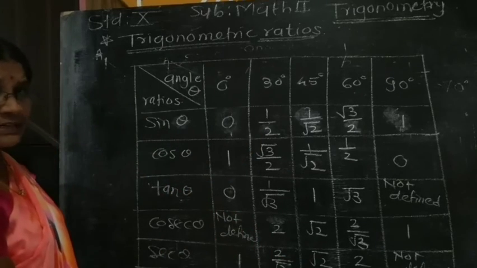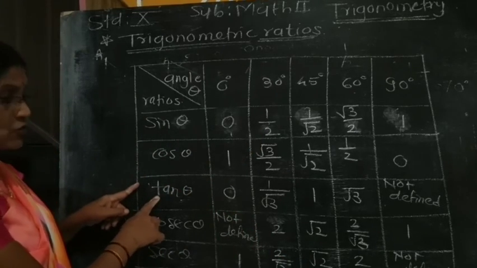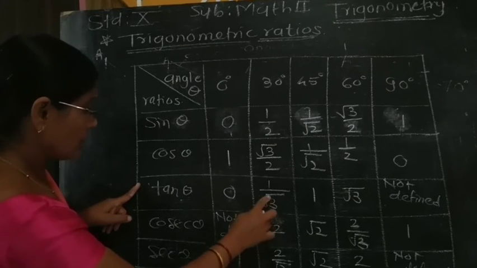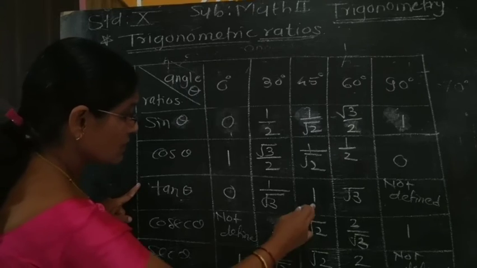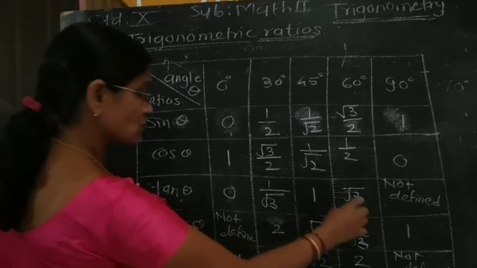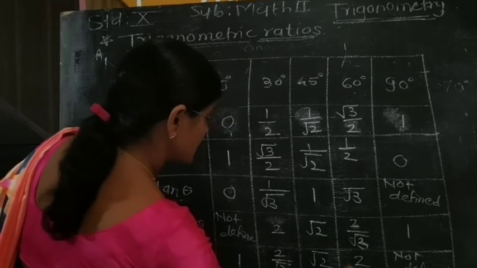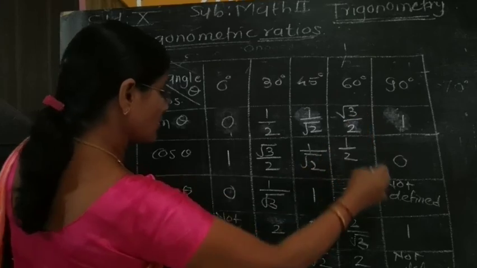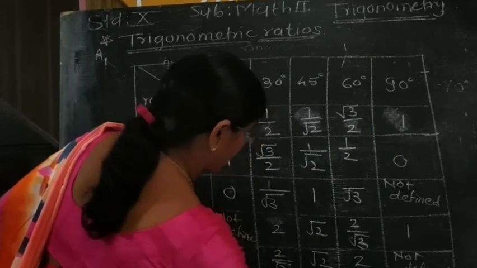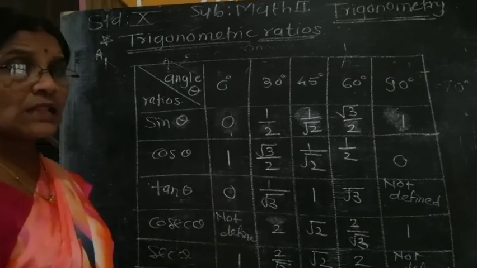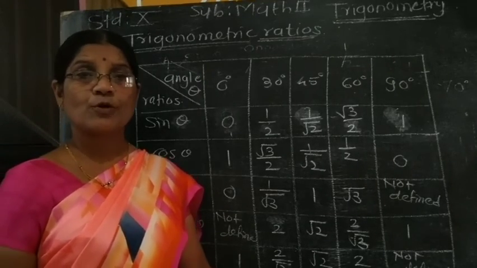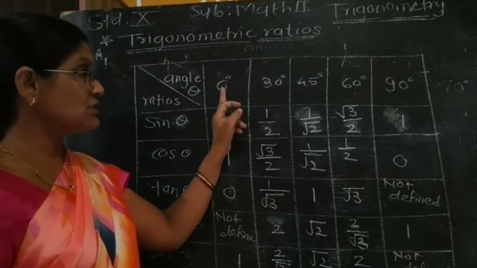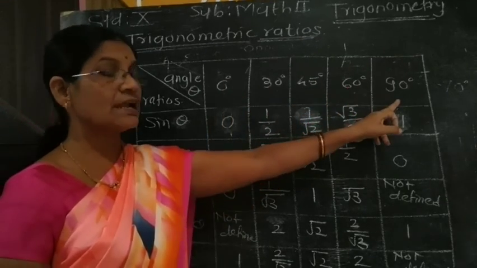And this cot is the inverse of the tan ratio. 1 upon 0, not defined. Inverse of this, that is root 3. Inverse of 1 is 1. Inverse of 1 upon root 3 is root 3. And the inverse of not defined means we can find 0 upon 1, that is 0. This means in this way we fill all the values for the 6 ratios when the value of theta is 0, 30, 45, 60 and 90 degree.